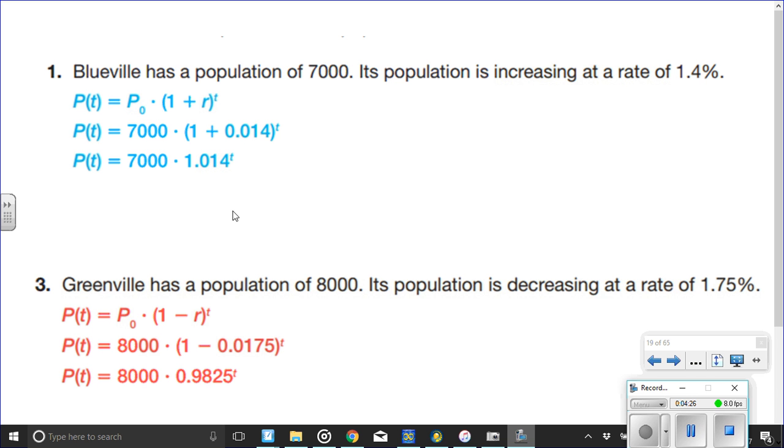Now in Greenville, the population is decreasing. It starts off with 8,000, it's going down by 1.75%. So instead of using addition, we'll use subtraction in our formula. And we'll make sure we do 1 minus that interest rate. And that's how we get our answer of 0.9825 raised to the t. So we can plug in how many years we want and figure out how much it's decreased in the population of Greenville.